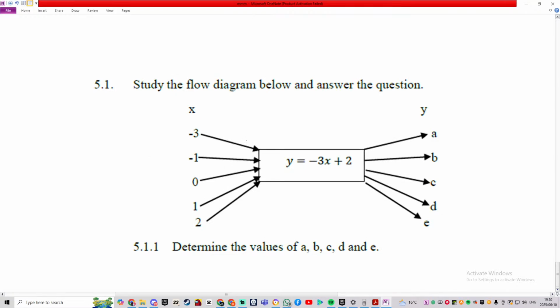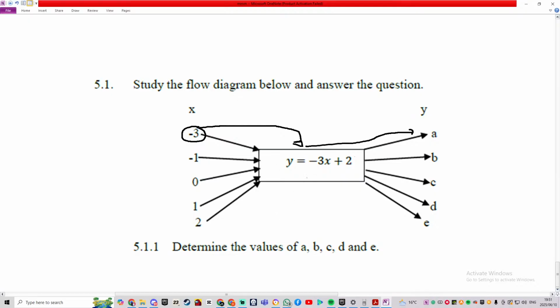Study the flow diagram below and answer the question. Okay. So this is an input. This is the rule. That is the output. I did this in a grade 9 exam as well. This is why I'm doing one video on grade 8 and 9 questions, because the topics are actually very, very similar.